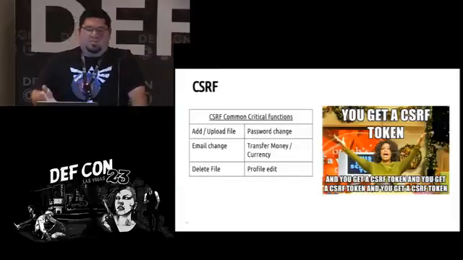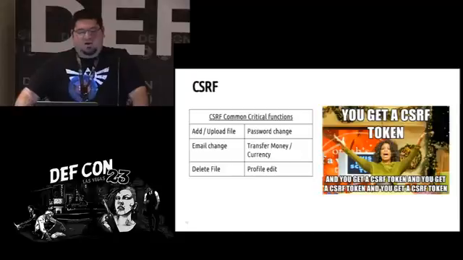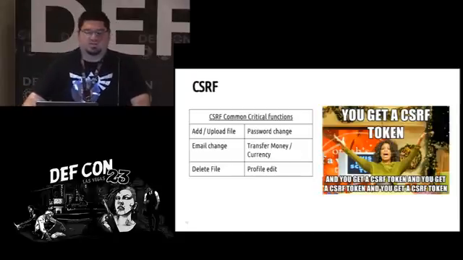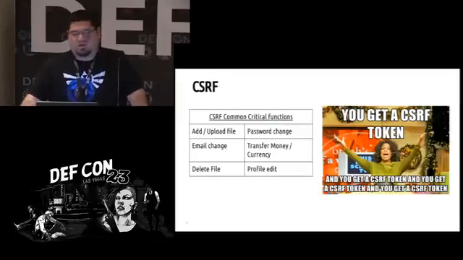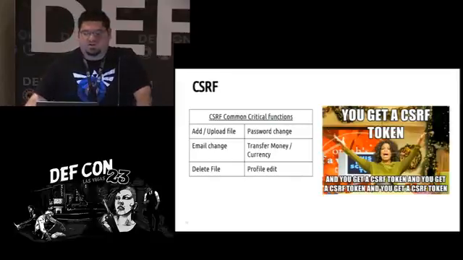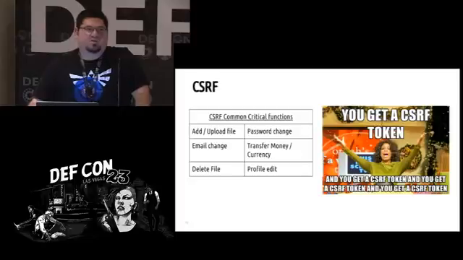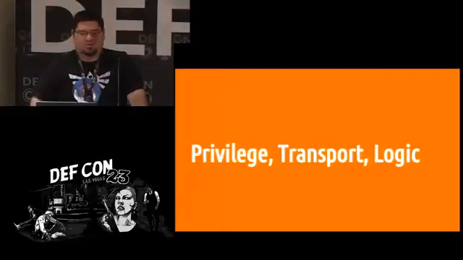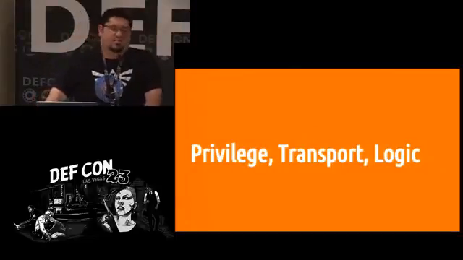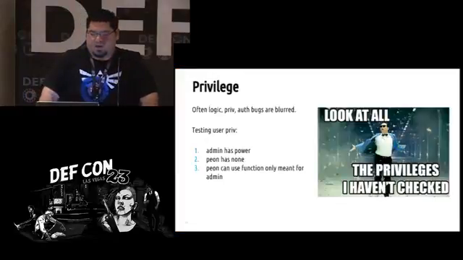So CSRF, just some common critical functions like add and upload file, password change, email change, transfer money or currency, delete a file, edit your profile, things like that. So these are commonly where you see CSRF and that rewards big bugs. So privilege, transport, and logic kind of get mashed into a section.